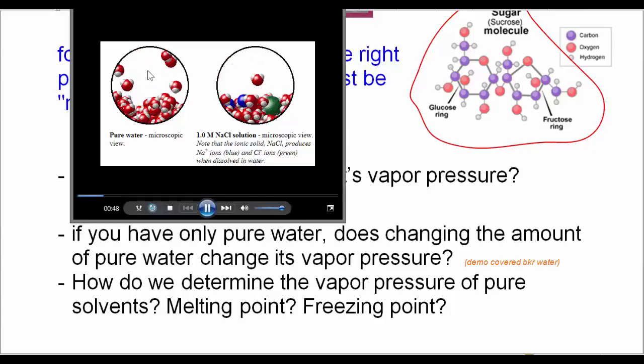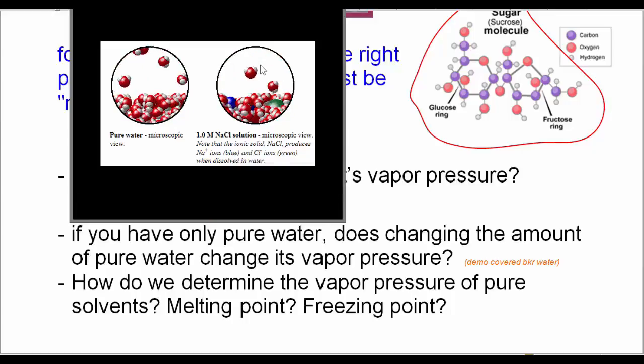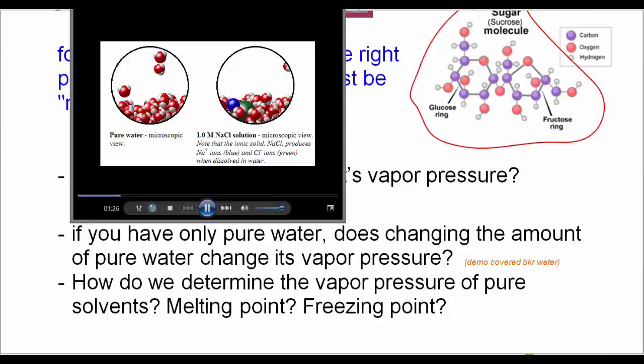Now, what happens to this vapor pressure when you add a solute? That's what they're trying to show over here, and probably not very well. But if you see the green and the blue spheres in here, they're trying to say, hey, we added a solute. So what is the effect on this vapor pressure? Well, it blocks it. It blocks the water molecules from leaving the liquid phase. So you end up having fewer water molecules in the gas phase because they're being blocked. So that means a lower vapor pressure. So whenever you add a solute to a solvent, the vapor pressure always goes down.